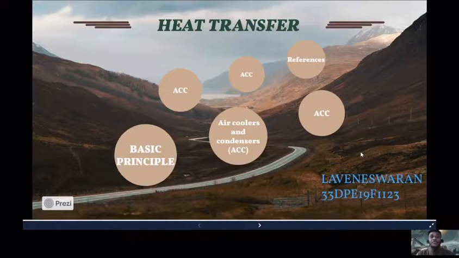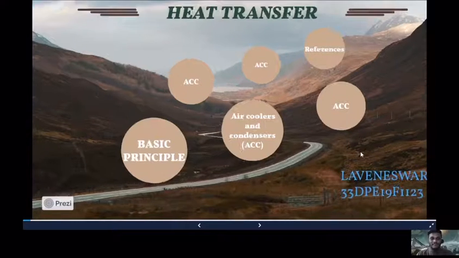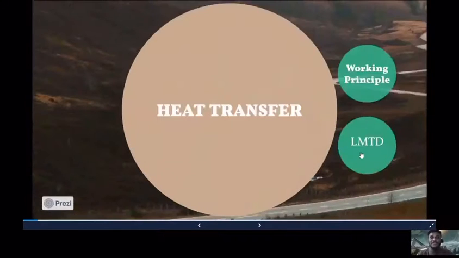Today I am going to present about air coolers and condensers. Let us see about the basic principle of heat transfer. Heat transfer. We are going to see about the working principle.